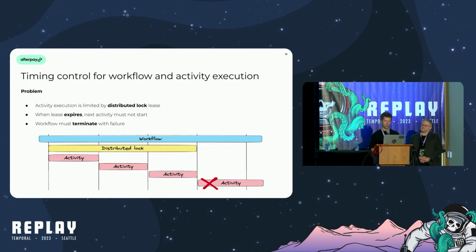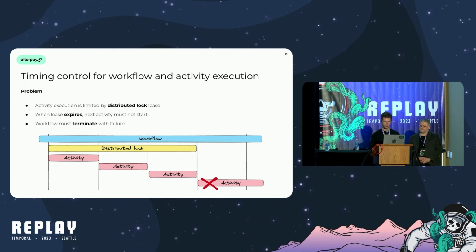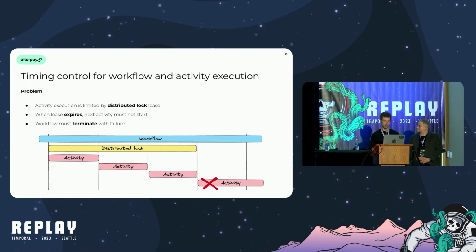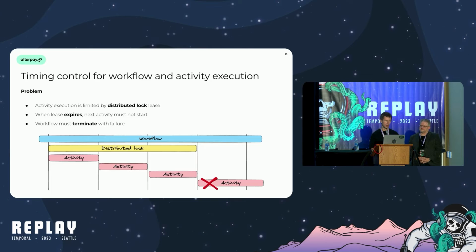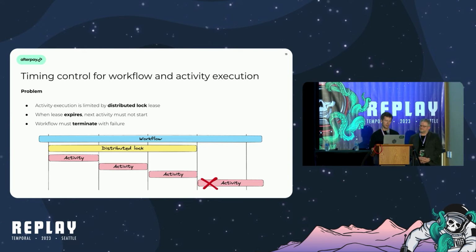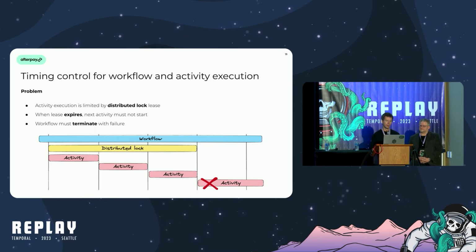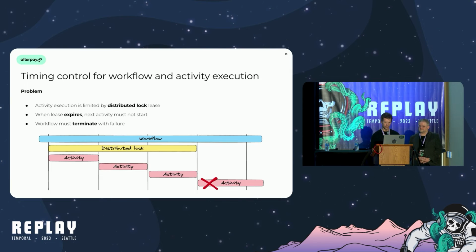Now let's talk about workflow and activity timeouts. We will look at two slightly different use cases. First, when the whole workflow execution is limited by some factor. In our case, it's by distributed locks. And second, when we need to control the timing of what we run inside an activity. Let's talk about timeouts imposed by distributed locks first.